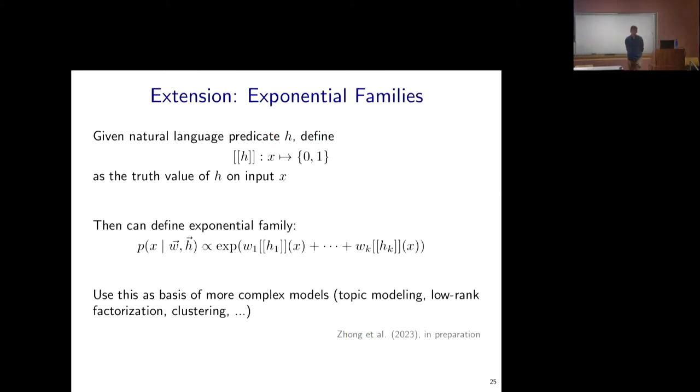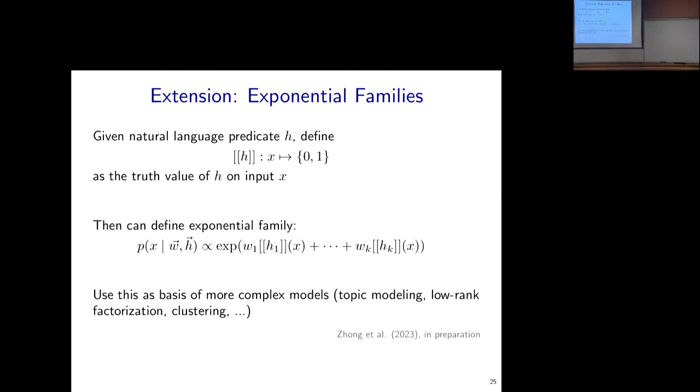So we can extend this beyond binary classification. The general insight is that any natural language predicate H basically induces a feature function. My claim is that a natural language string is actually a feature. What I mean by that is we could define a denotation, which is a function from strings to 0, 1, which is just the truth value of this predicate on that string, right?